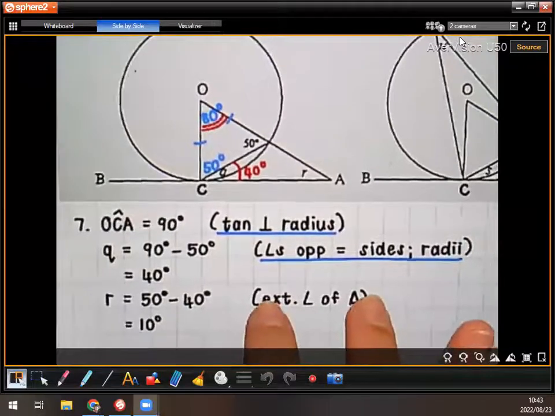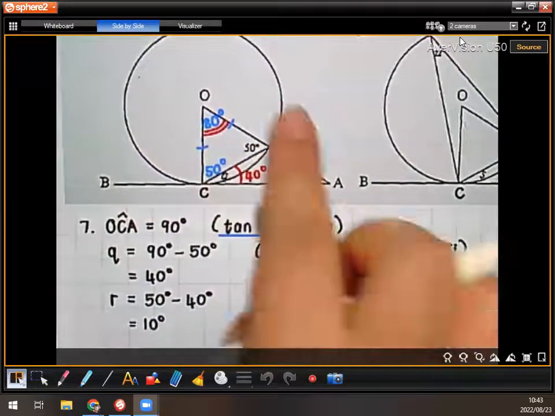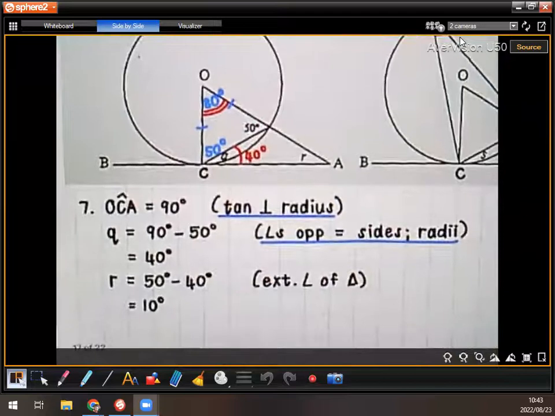Okay, if you did angles on a straight line and then angles in a triangle, you also would have got an R.